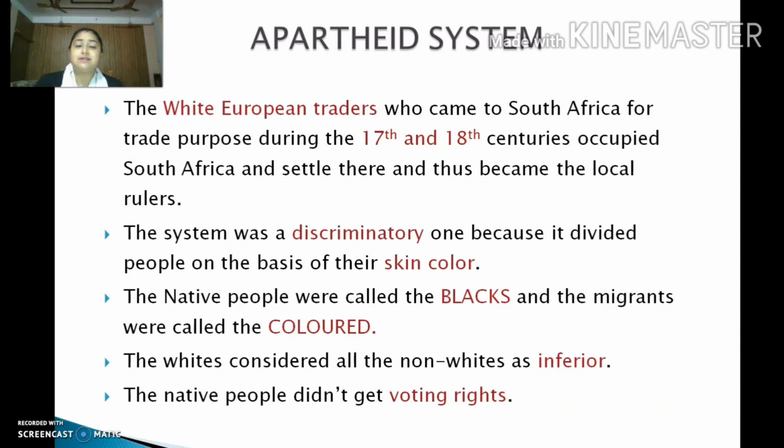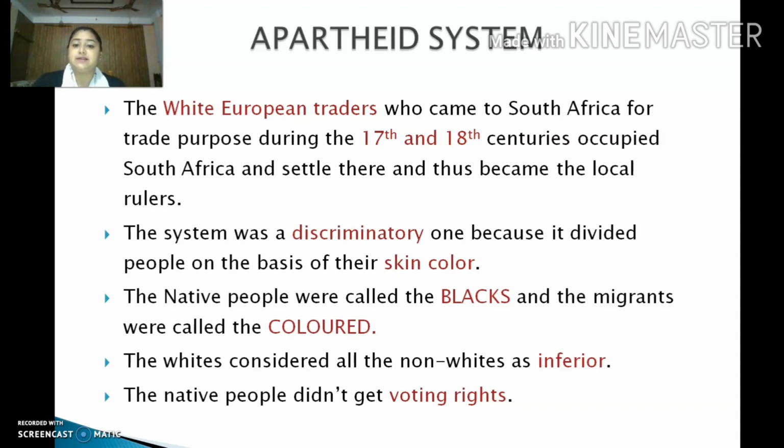So people having black colored skin were called blacks, and that was something very insulting to them. And those people who migrated from other countries, as well as those who had a mixture of black and white blood, for example where mother and father are of different colors, are called the colored people. So there were the white people, the black people, and the colored people. And the blacks and colored were always discriminated against by the white Europeans under this apartheid system.